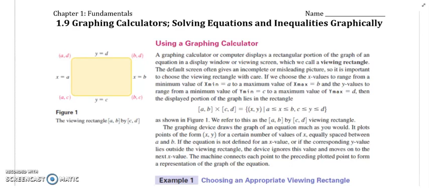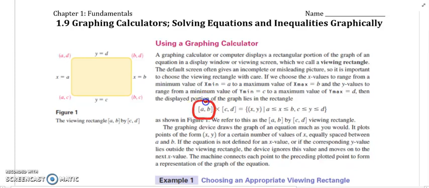Okay, this is 1.9 graphing calculators. We're going to talk about solving equations and solving inequalities graphically. So obviously all this will be on the graphing calculator portion. A lot of what you do will be on the non-graphing calculator portion from sections 8 and 10. But most of you know how to use your graphing calculator.